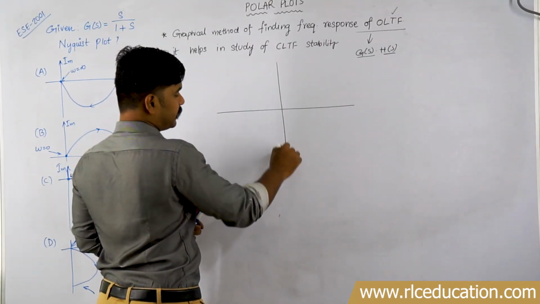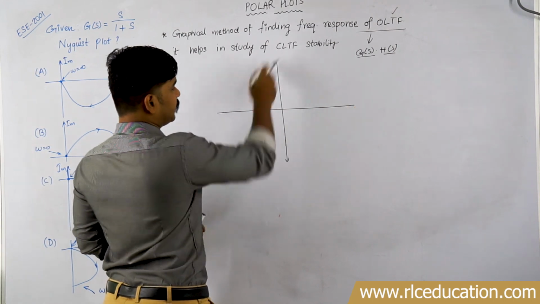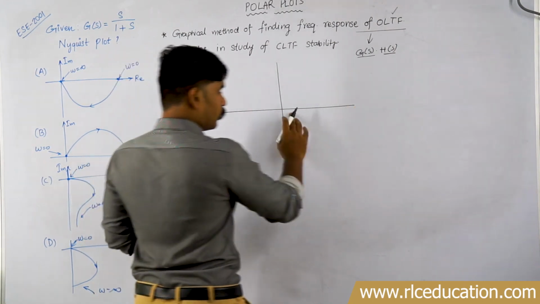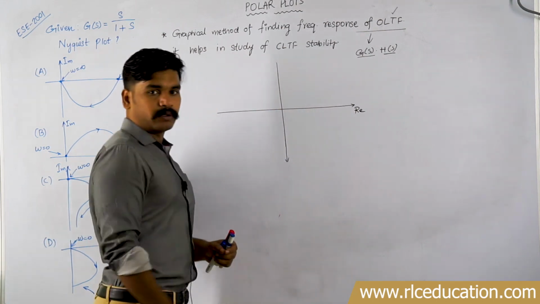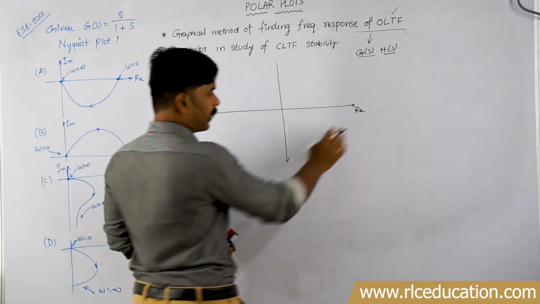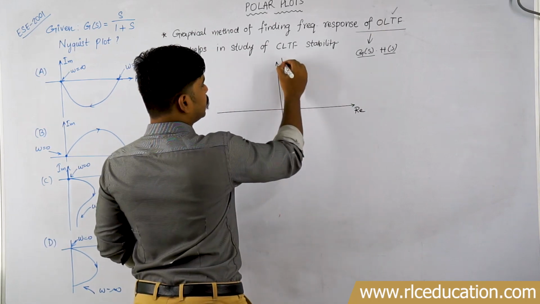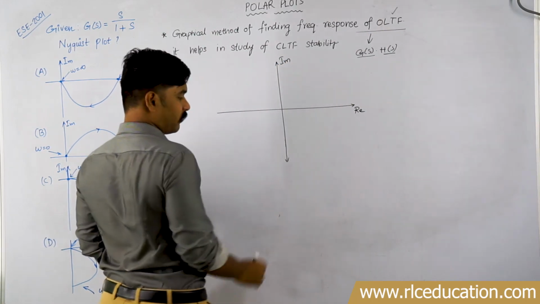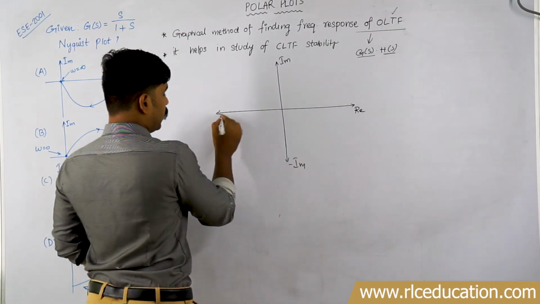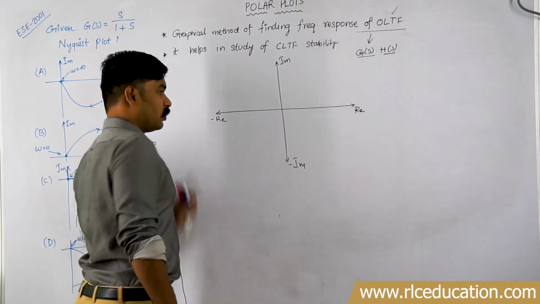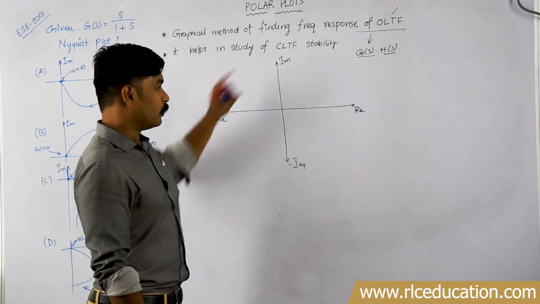So this is the coordinate system. You have the x and y axis. This x axis represents the real part of the magnitude of the transfer function, and this is the imaginary part of the magnitude of the transfer function. This is the minus imaginary and this is the minus real axis. These things are already known to us.